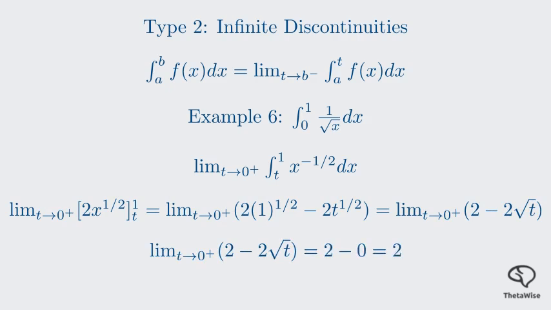This means the area under the curve y equals 1 over the square root of x from 0 to 1 is exactly 2 square units, even though the function goes to infinity at one end. Understanding improper integrals allows us to calculate areas and volumes over infinite regions or for functions with discontinuities.